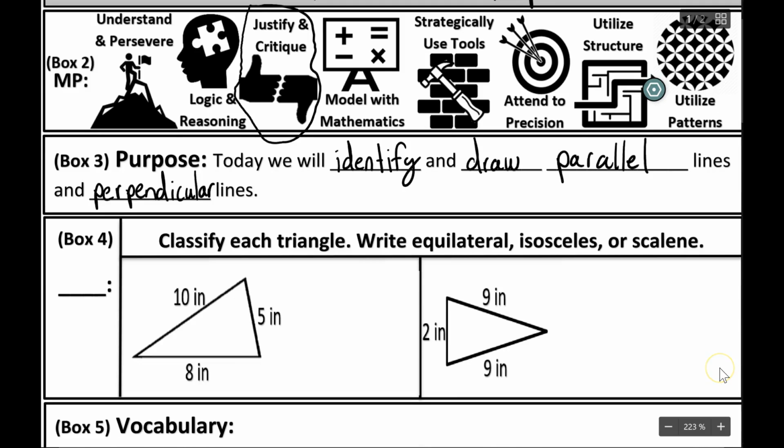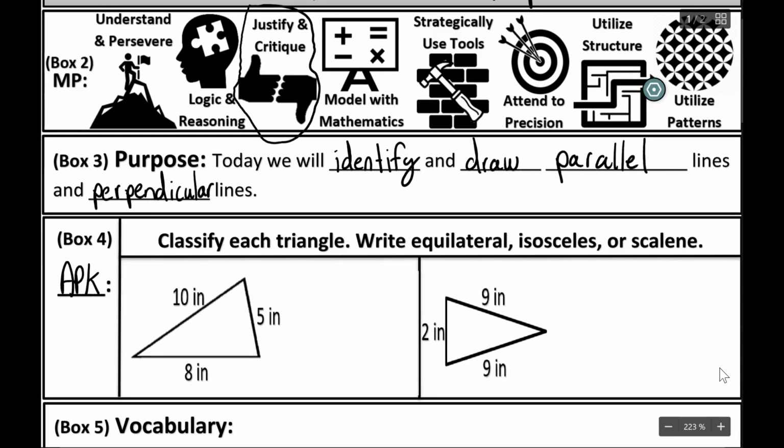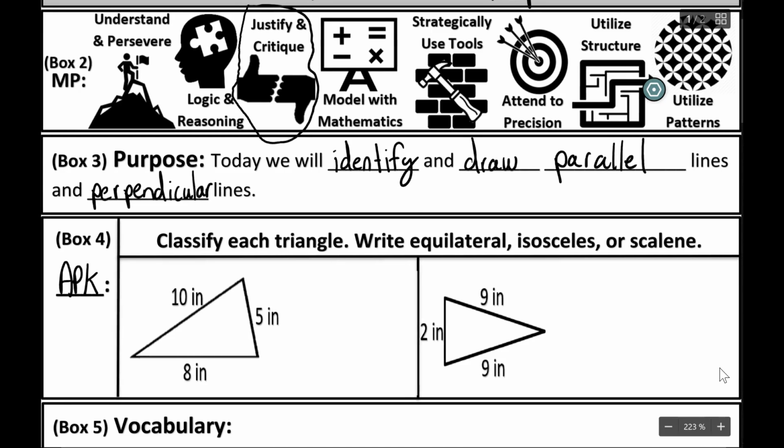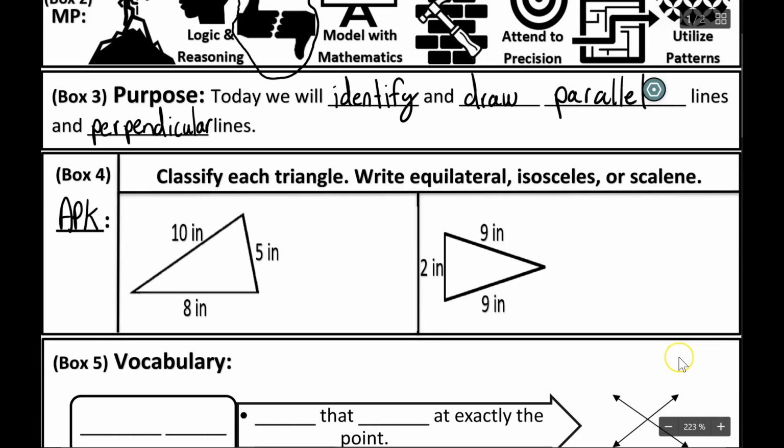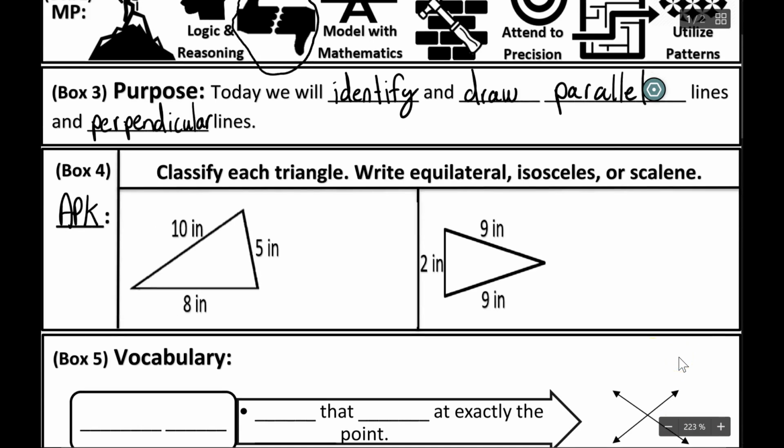Going on into box 4, this is our APK, activating our prior knowledge from yesterday's lesson or previous lessons, right? It doesn't always have to be the day before. The instructions read as, classify each triangle, write equilateral, isosceles, or scalene. Alrighty, so for our first APK problem, I have one triangle that has the side lengths of 10 inches, 8 inches, and 5 inches, okay?